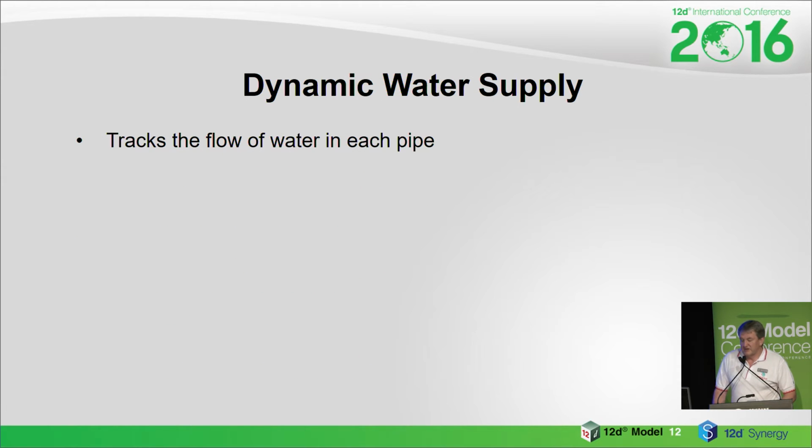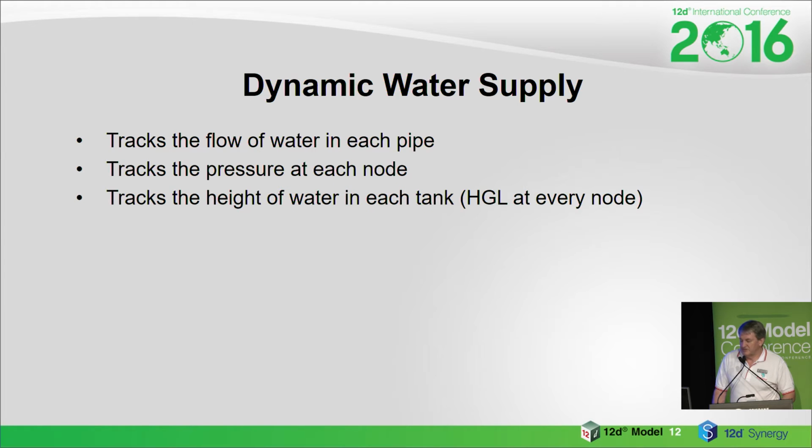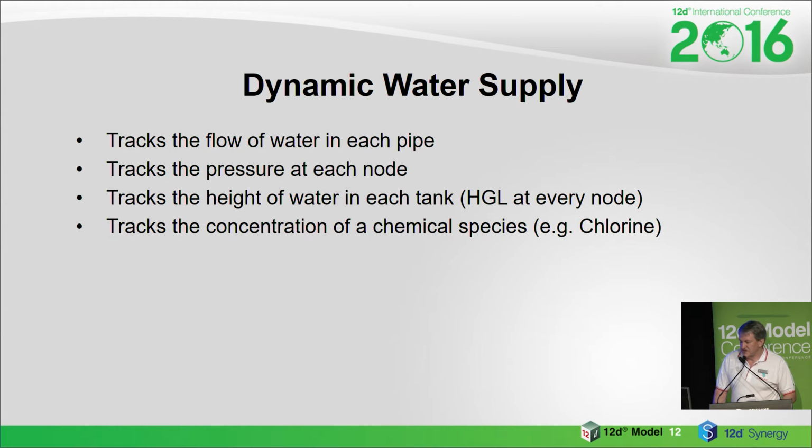It can also track the flow of water. Well, what it does is track the flow of water in each pipe. It tracks the pressure at each node, tracks the height of water in the tank and the hydraulic grade line at each node, and the concentration of a chemical species throughout the network. So by a bit of jiggery-pokery, if you take a reactive chemical, apply some factors to it, you can get the water age in the system. So every 1 second, a drop of water becomes 1 second older, and you can look at how long the water's been in your network.